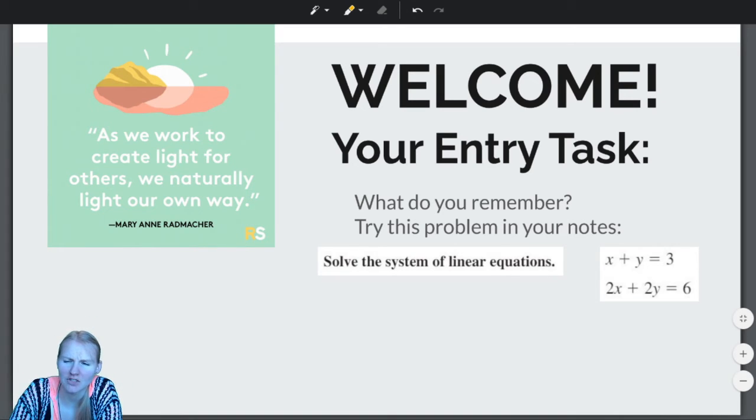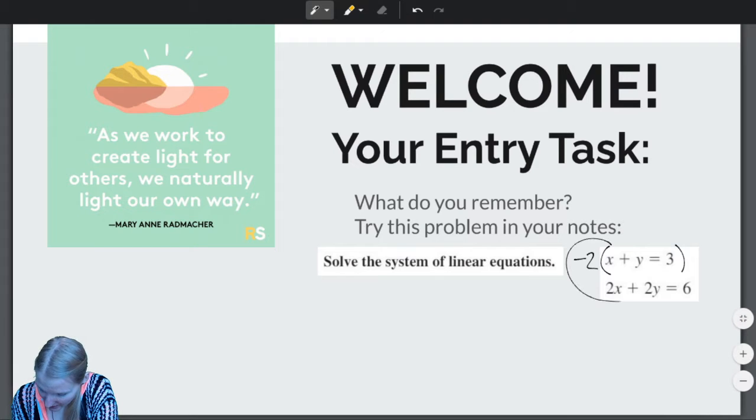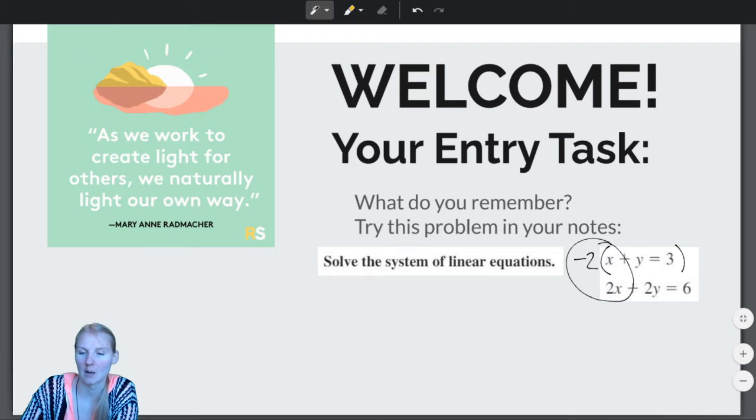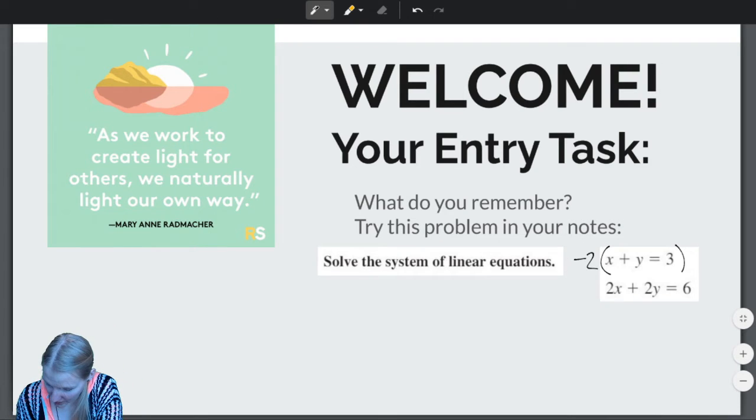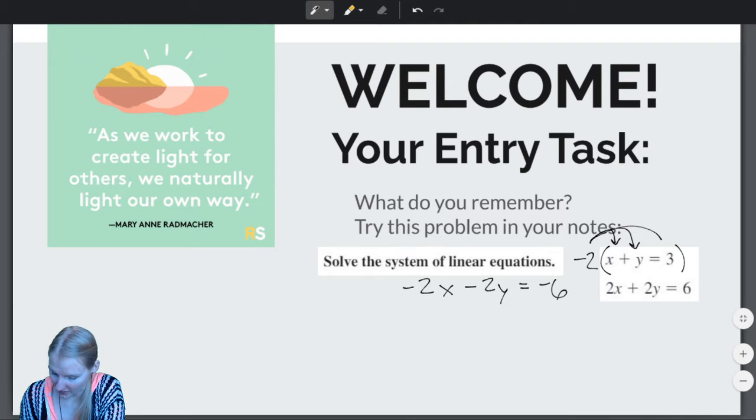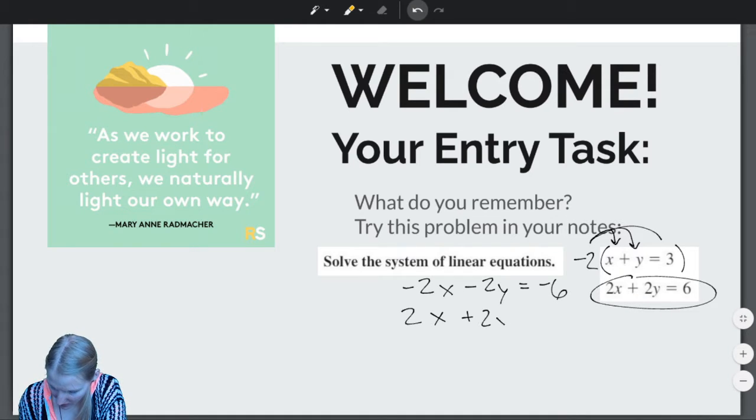Now, I notice substitution might be easy because I could easily solve for x or y here, but elimination would also be easy, and elimination is my favorite. So, if I multiply this first equation by negative 2, then the x's will have opposite coefficients. So let's do that. I'm going to multiply the first equation by negative 2, and that gives me negative 2x minus 2y equals negative 6. Okay, awesome. So that's the first equation, and I haven't changed the second, so I'll just write that one underneath. 2x plus 2y equals positive 6.